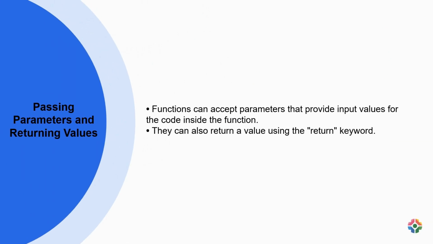Functions in programming accept parameters as input values for executing the code enclosed within the function. These parameters supply the necessary data to the function for processing. Additionally, functions have the capability to return a specific value using the return keyword. This returned value can then be utilized by the rest of the program or stored in a variable for further processing. For instance, a function to calculate the area of a rectangle could accept the length and width as parameters and return the calculated area value. This feature of parameter acceptance and returned values enhances the versatility and reusability of functions within a program.